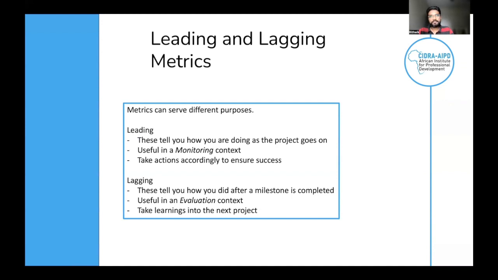So if you notice on your dashboard that you are going slow, you can increase your speed. So the speed and the distance you have traveled is sort of your leading metric. The lagging metric in the case of the car journey would be the time that you reach, the eventual arrival time. So these tell you how you did after a milestone is completed. This is useful in the evaluation context. So at that point, you can think about what went right or wrong and take your learnings into your next project.